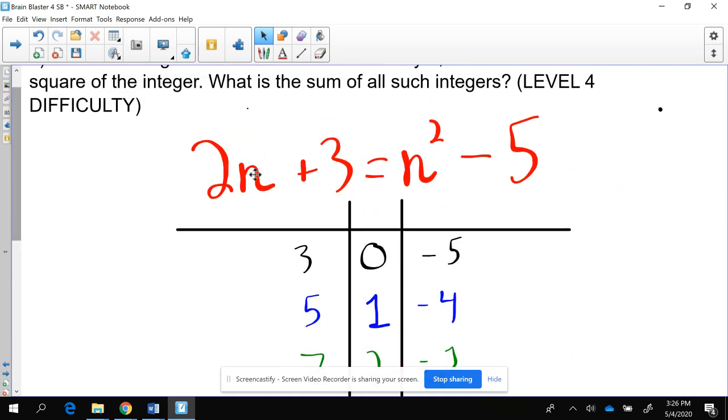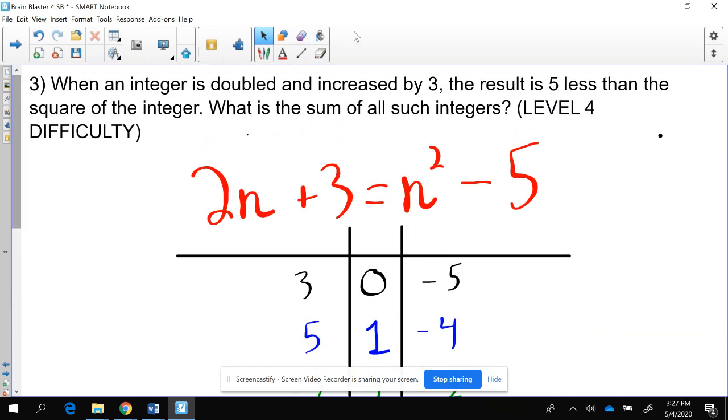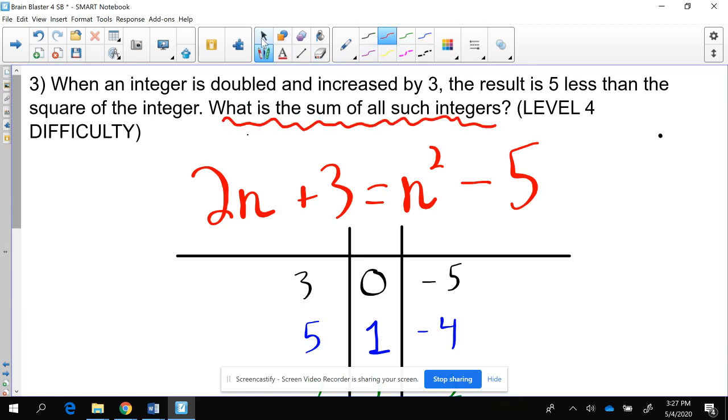4 times 2 is 8, 9, 10, 11. 4 squared is 16, minus 5 is going to be 11. So on this side and this side, when you plug in the number 4, it does work. The question is, this is why it's so tough, what is the sum of all such integers? Which means, is there another one? Is there another one that you can find?